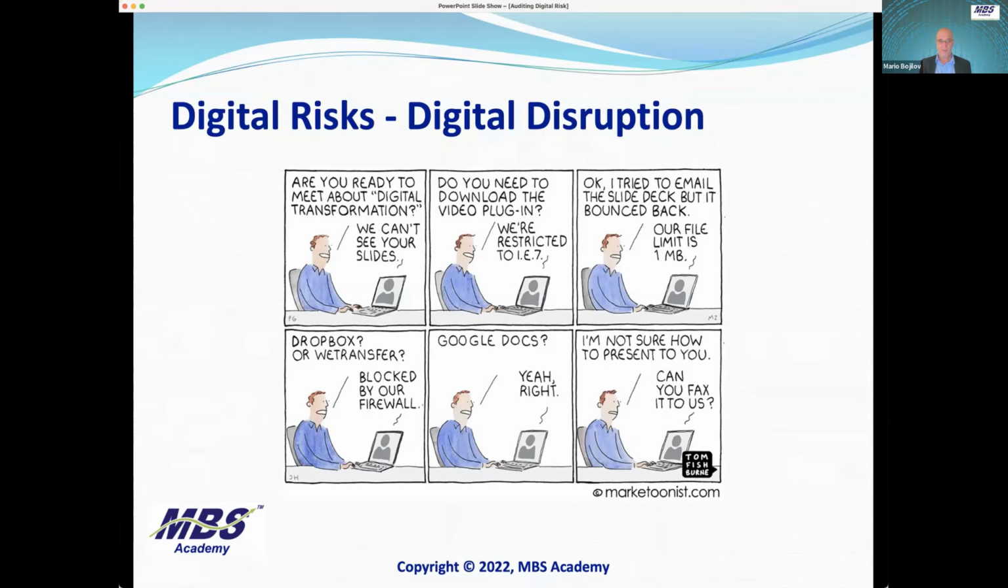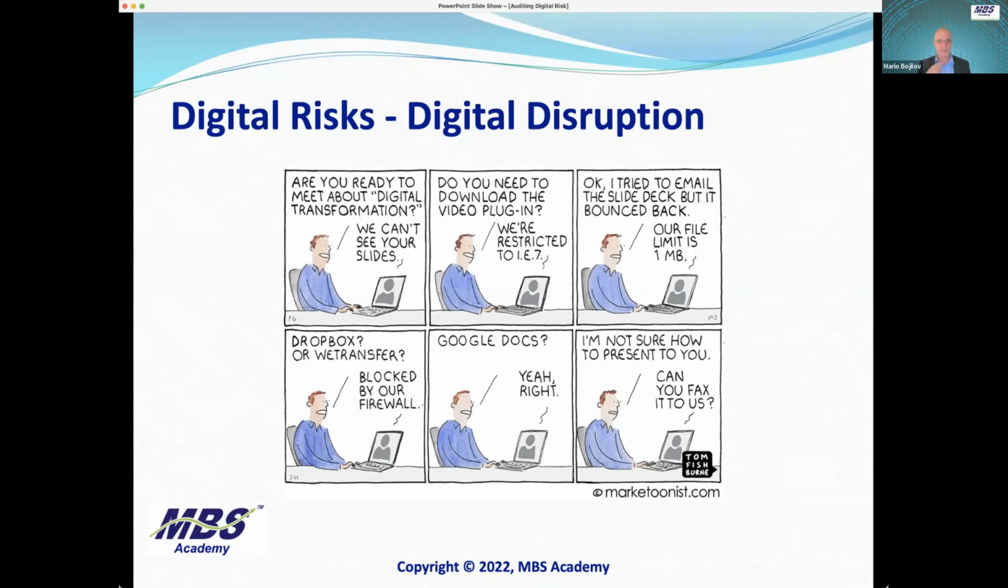Top left. Yeah, we cannot see your slides, and you're talking about digital transformation, right? Do you need to download the video plugin? Most people are, what is video plugin? We're restricted to Internet Explorer 7, okay. I tried to email the slide deck, but it bounced back. Of course, because our file limit is 1 megabyte. Dropbox or WeTransfer. Yeah, right.